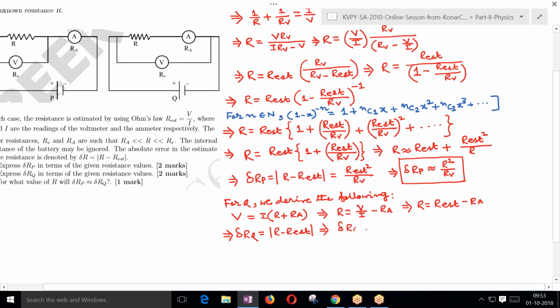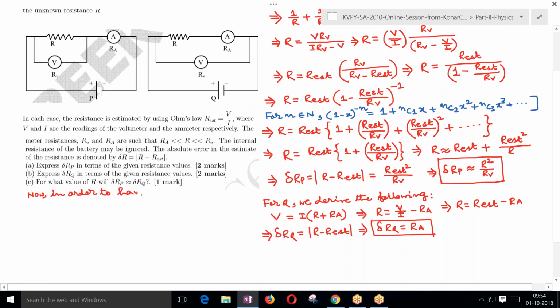Now for the third part of the question: for what value of R should delta RP be equal to delta RQ? So delta RP and delta RQ should be equal. So let me do it here. So in order to have delta RP be equal to delta RQ, we must have what? What is delta RP? It is R square divided by RV, which should be approximately equal to RA. But here we can write RA equal to. Approximation is well understood in this context.